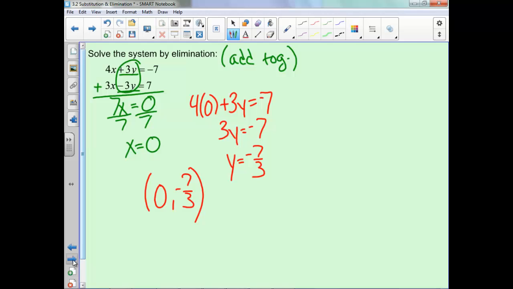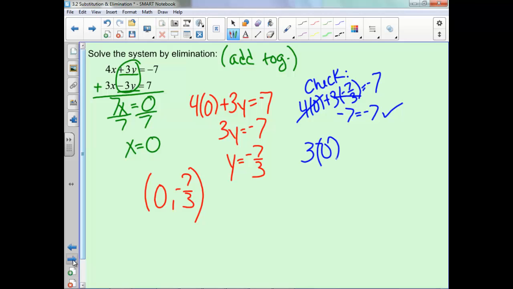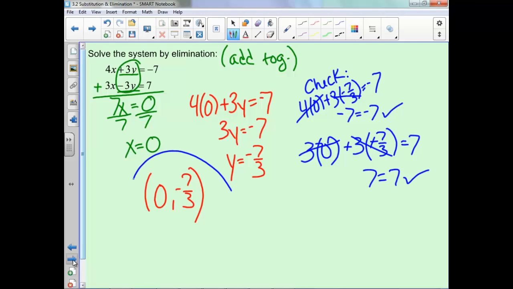So there's our answer. However, we still need to check. So it works in the first one. Trying it in the second one. So it works. So here's our answer.